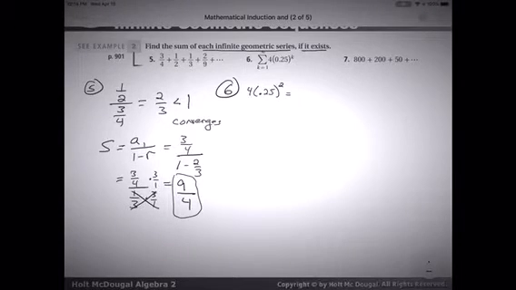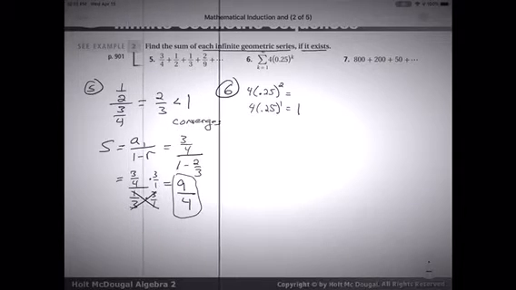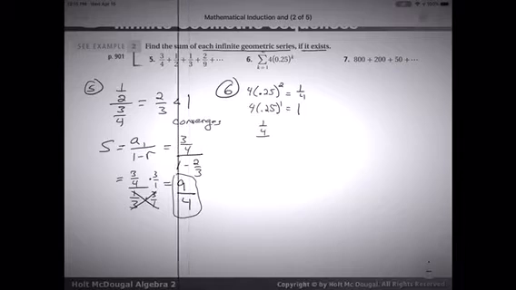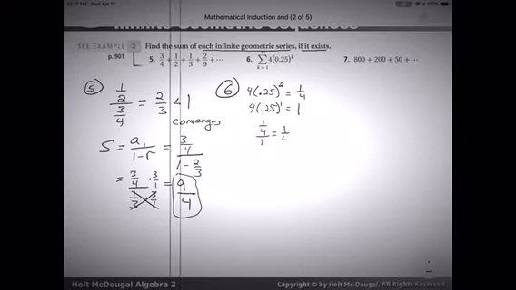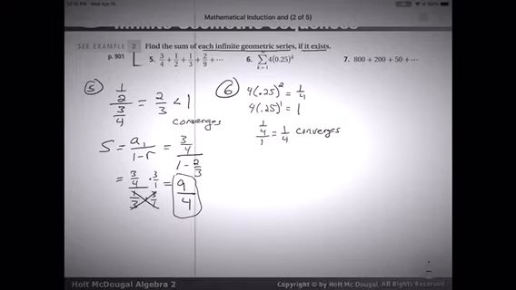And then for our first term, we'll just do 4 times 0.25 to the first power. And that one's easy. That's just 1/4 of 4, which is 1. The other one, 1/4 squared, is 1/16. So 4/16, that's 1/4. So our second divided by our first is 1/4 divided by 1, or 1/4. And that is less than 1, so it does converge.